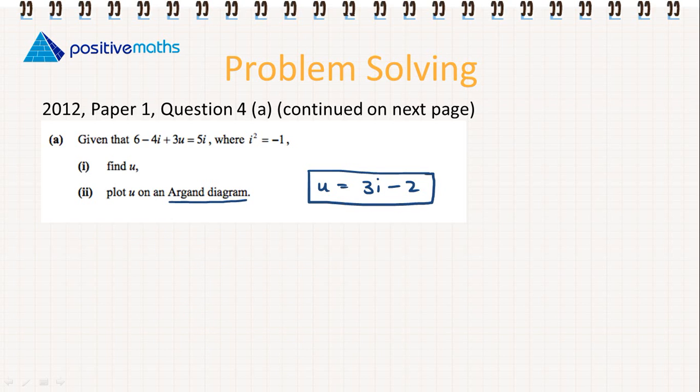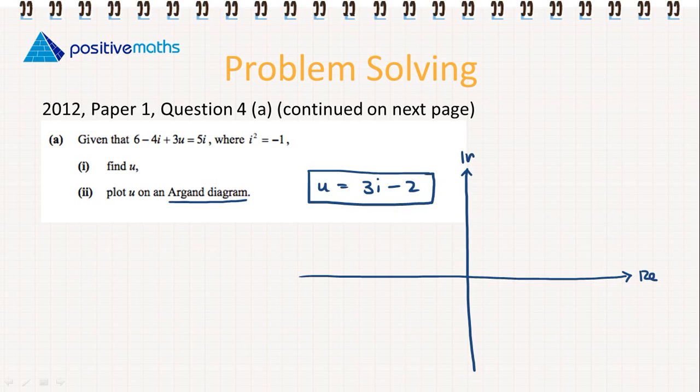So the first thing we need to do is draw our axes. So instead of x and y like we're used to with coordinate geometry, now we have the real axis, which is the x-axis, and the imaginary axis, which is the y. So again, similar to coordinate geometry, we plot our numbers. So on the right and on the top, we're going to have our positive values. And on the left and on the bottom, we have our negative values.